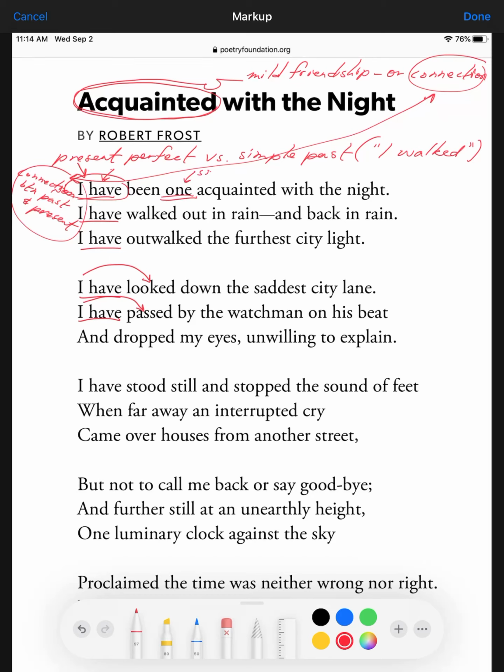It's a single person, right? I have been one, but it almost implies there are others. I have been one. Not "I am acquainted with the night," "I am the only one." It almost implies I have been one of many, or more than one, exist.